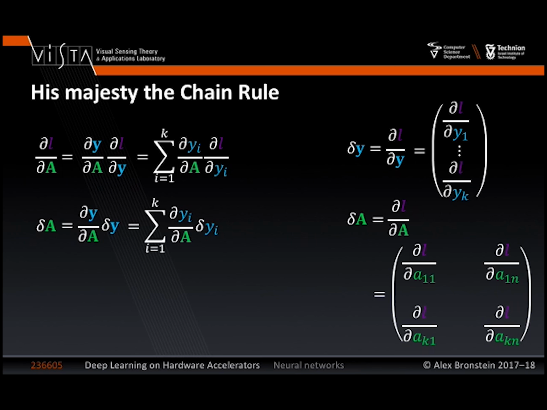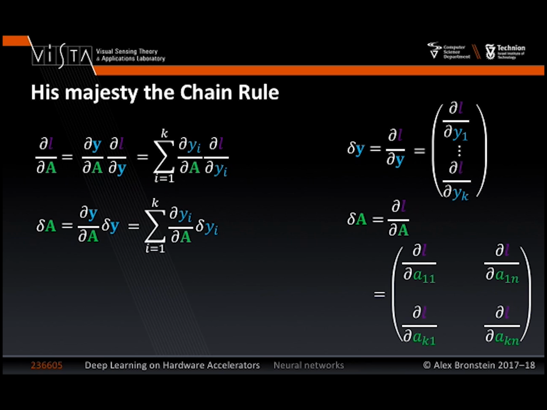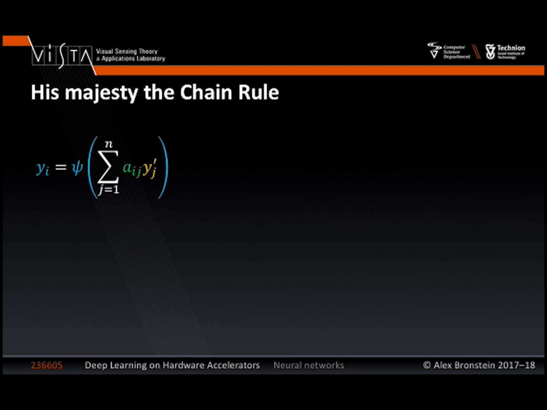Okay, so basically, delta y is the derivative of my loss with respect to the output of the network, and I only need to compute dyi over dA, right? Which is the output of the last layer with respect to the linear parameter of the last layer. So basically, I have yi equals psi of this linear function of y prime, which is the input to the last layer or the output of the first layer. I have only two layers in this network.